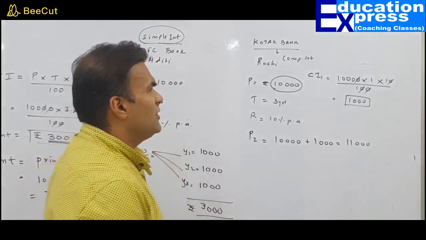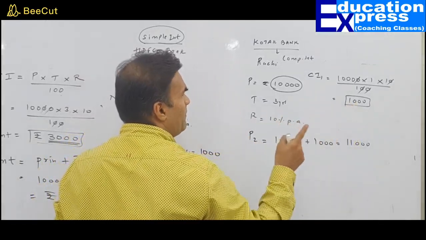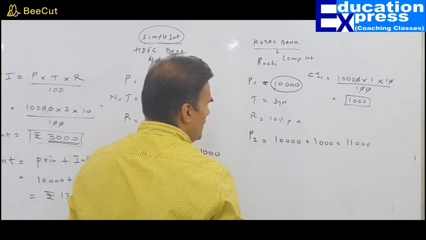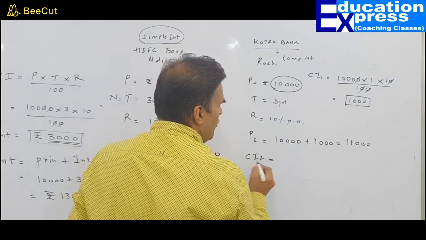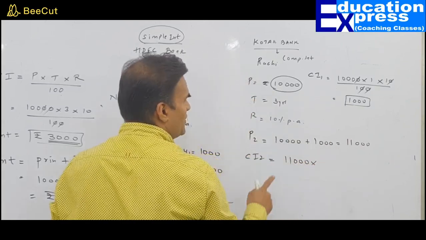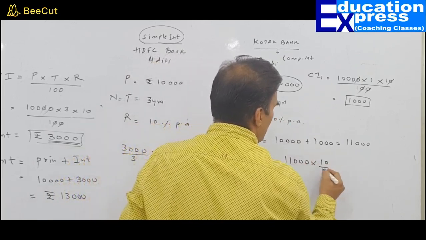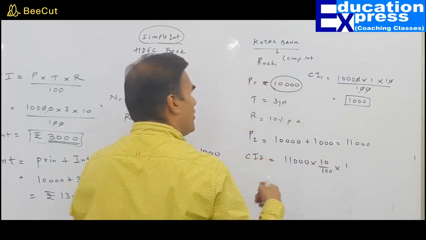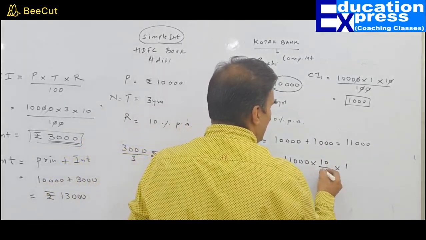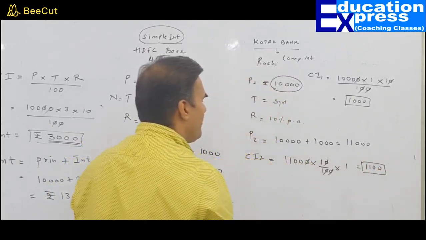For the first year, I received 1000 rupees as interest. So my principal for the second year would be 10,000 plus 1000, that is 11,000. So compound interest for the second year would be on principal 11,000. On 11,000, what rate? Sir, 10%. Again, for how many years? 1 year only, because every year I'm going to calculate separately. This is the story for the second year. So I have received interest of 1100 rupees.